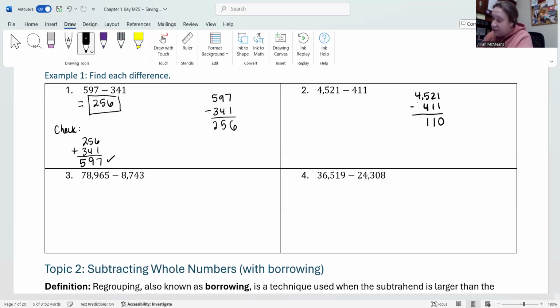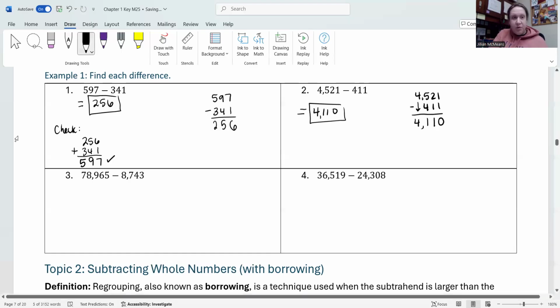And then right here we have this 4 in 4,521. There's nothing to subtract from it, so think almost like subtracting 0. We just get a 4. And then remember, starting at the right, go back every 3 digits, throw in a comma. So we would say the difference between 4,521 and 411 is 4,110.